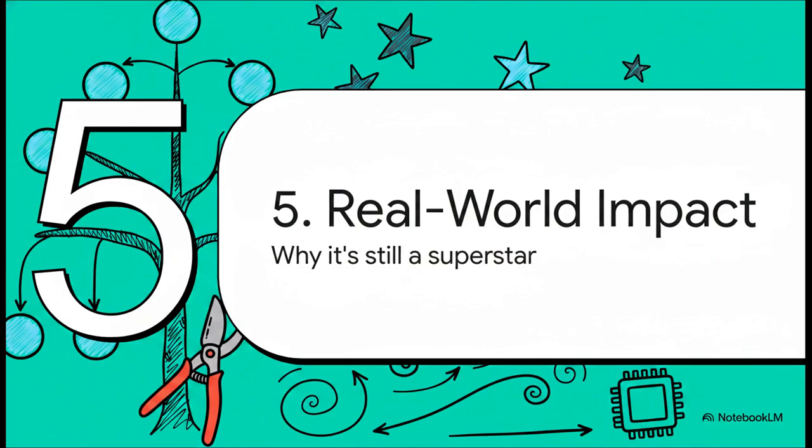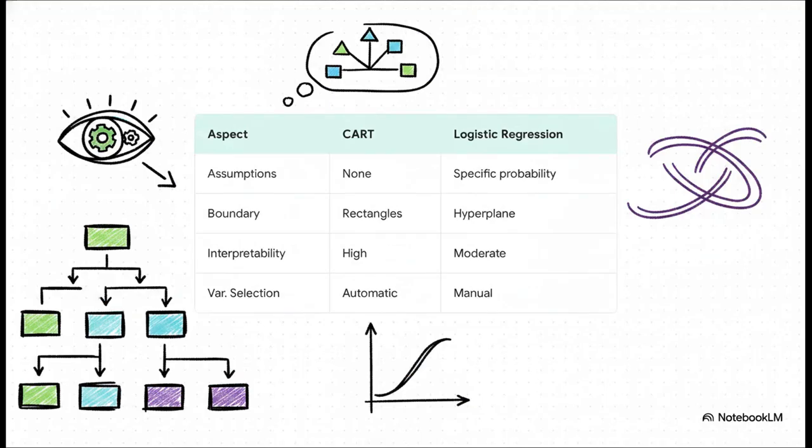All right, we've built our tree, we've pruned it to just the right size. So what's the big deal? In our final section, let's look at why this classic algorithm is still a legit superstar in the world of AI and data science. This is where CART really flexes its muscles. When you put it up against other models, its strengths just pop. The biggest one? CART makes almost no assumptions about what your data looks like. It doesn't need a nice, clean relationship to work.